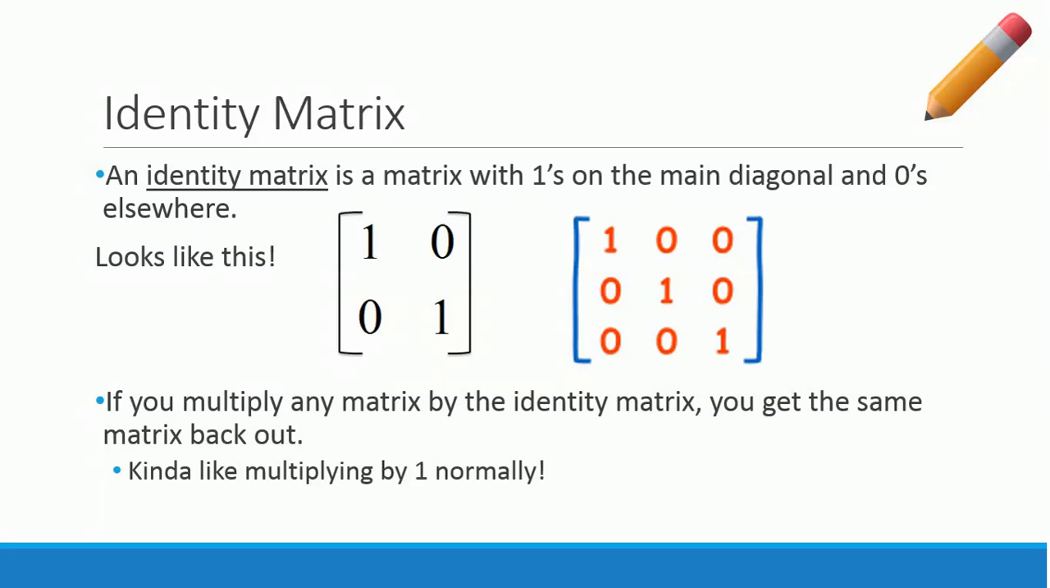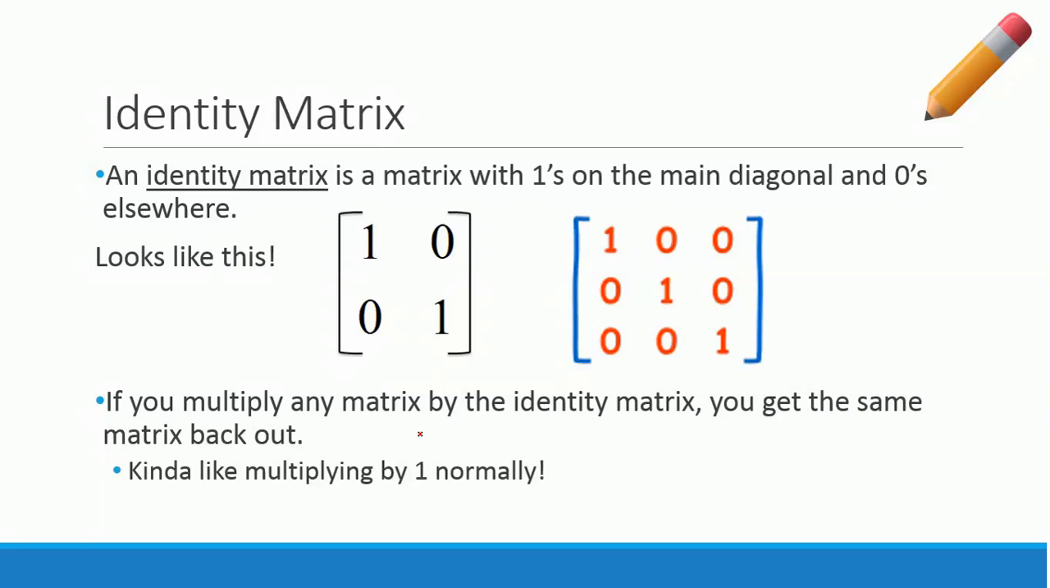An identity matrix is basically a matrix with ones on the main diagonal and zeros everywhere else. So it looks like those two below. This would be a 2x2 identity matrix because there's just ones on the diagonal. This is a 3x3 identity matrix. It's basically like you would be multiplying by 1 with normal numbers. So basically if I multiply any matrix by the identity matrix, you get the same matrix back out.